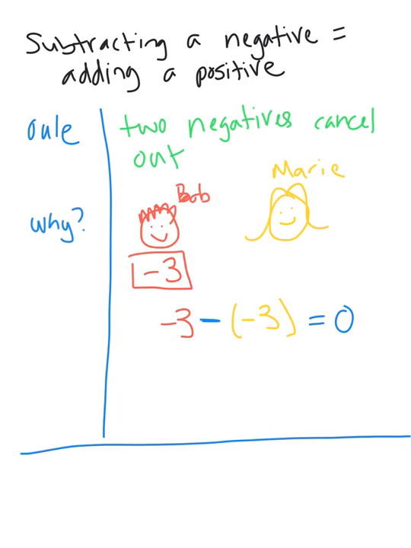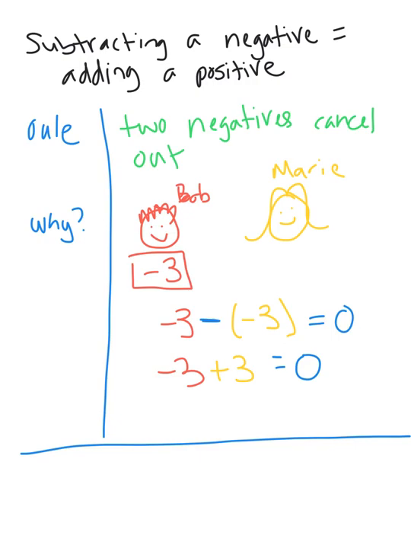So if Bob starts at negative 3, the easiest way for Marie to take away that pain would just be to add a 3 to get Bob back to 0. Hopefully this example makes it a little bit clearer why 2 negatives cancel out. If you can remember this rule, subtracting a negative equals adding a positive, then you will be good to go, because this explains to us why that's the case.